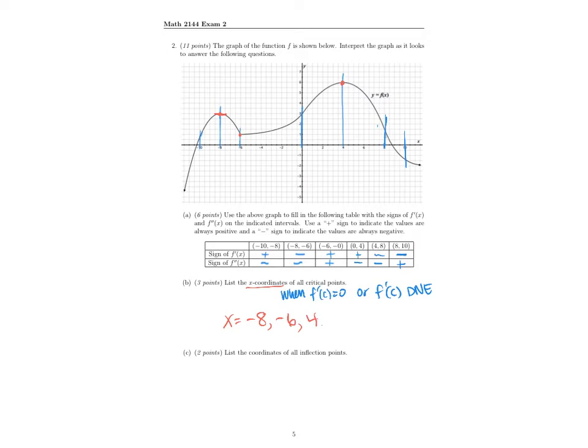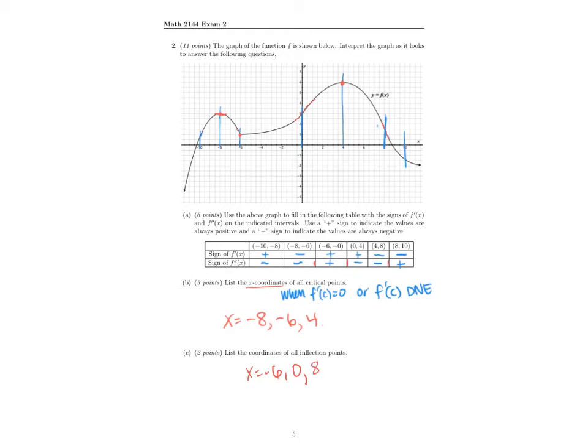The next one says I want to list the coordinates of the inflection points. Inflection points are going to be x values where the second derivative changes sign. So it looks like here and here. At -6, it changes concavity. It changes concavity at 0, so it goes from concave up to concave down. It changes concavity at positive 4, and at x equal 8, it changes from concave down to concave up.